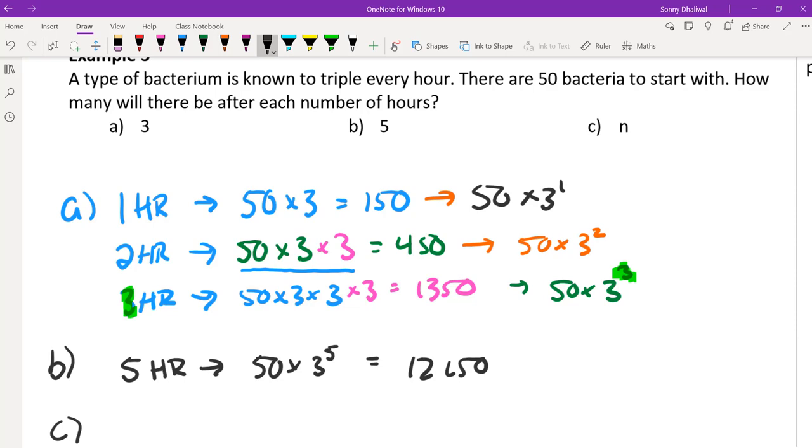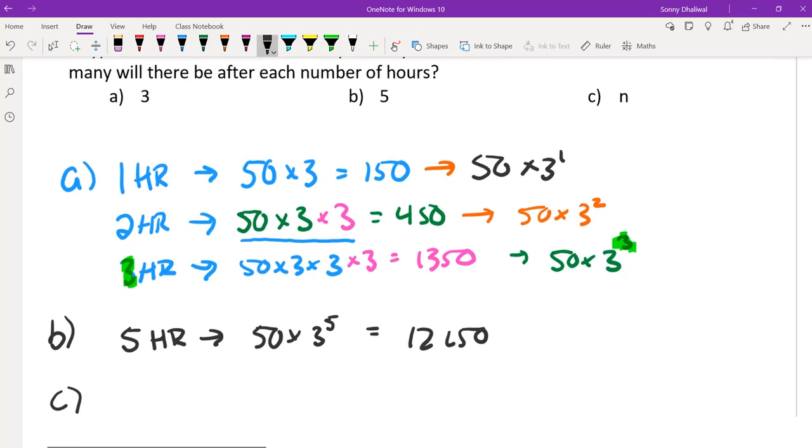For C, the number of bacteria for any given time is 50 times 3 to the power n, whatever time you're looking for. You can put whatever time you want on top. So if you're looking for 100 hours or 200 hours, that's what you do. So the exponent would be the variable. Your exponent is your variable.